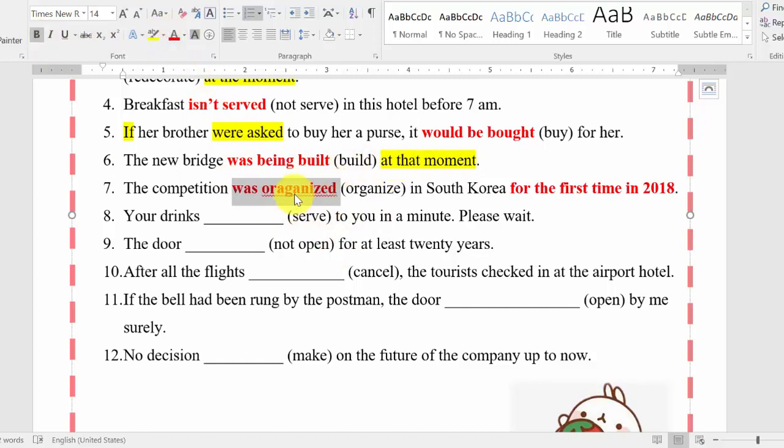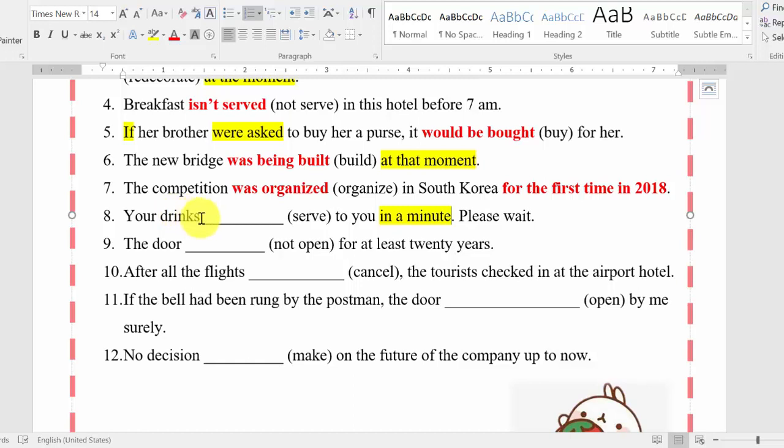Okay, next one. Number 8. Your drinks, what to you in a minute? Please wait. Your keyword here is in a minute. The meaning of in a minute is not in 1 minute. It is something like in a while. Your drinks will be here in a while. So it should be future tense, simple future tense.